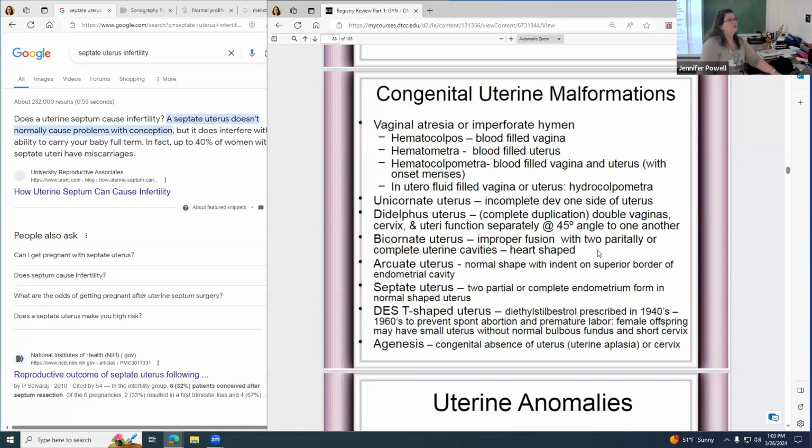In utero, fluid-filled vagina or uterus is hydro, in utero fluid. Hydrocolpometra. So I guess we're talking about fetuses here, in utero fluid-filled vagina or uterus. Hydrocolpometra.